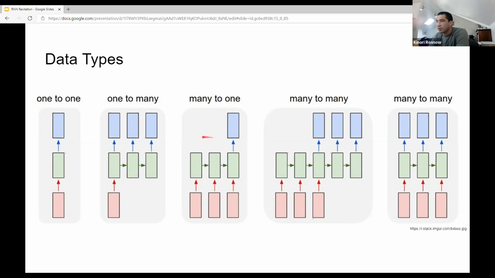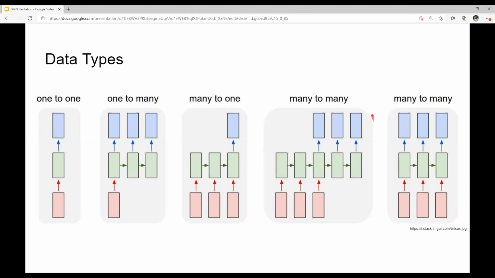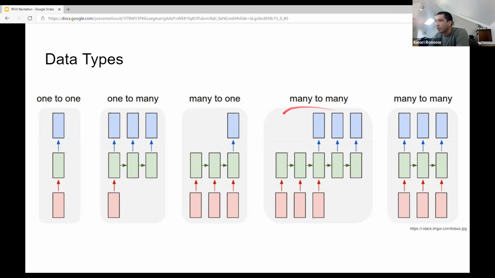There should be blue blocks coming out of each iteration here, like the many-to-many as well. There should be 2 more blue blocks where they are outputting. The difference is that the only thing we care about is these last 3 for the many-to-many, and for the many-to-one, the only one that we care about is this last one.